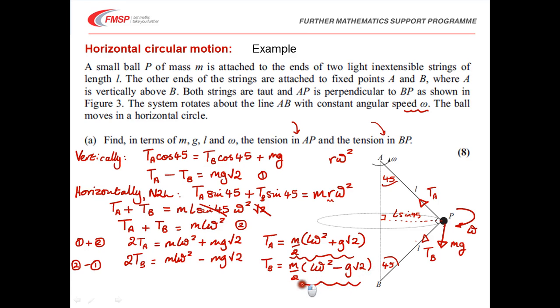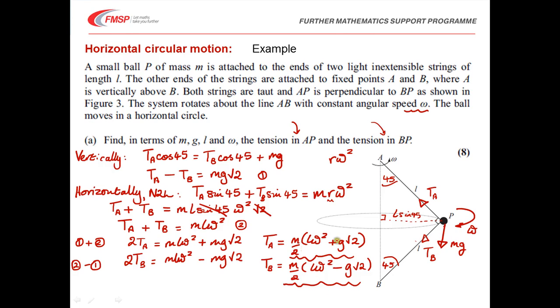And it's worth having a quick check here. You would expect in this system that the tension in the top string would have to be larger than the tension in the bottom string, because the tension in the bottom string has mg helping it to balance the tension in the top string. And this makes sense, doesn't it?